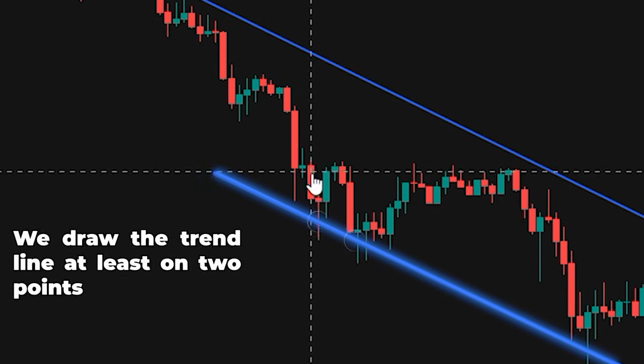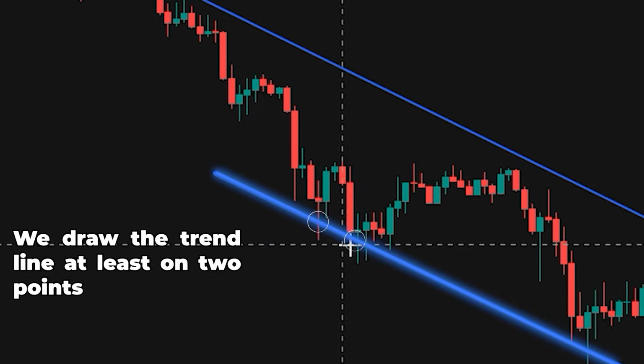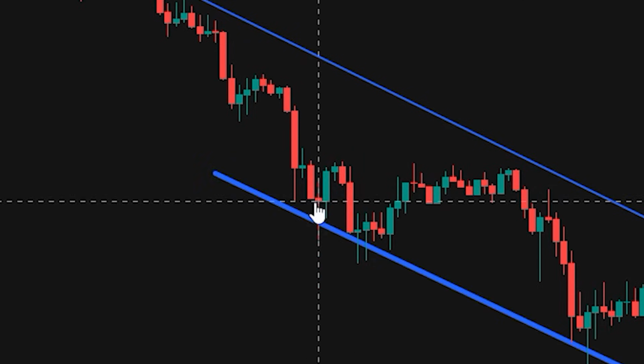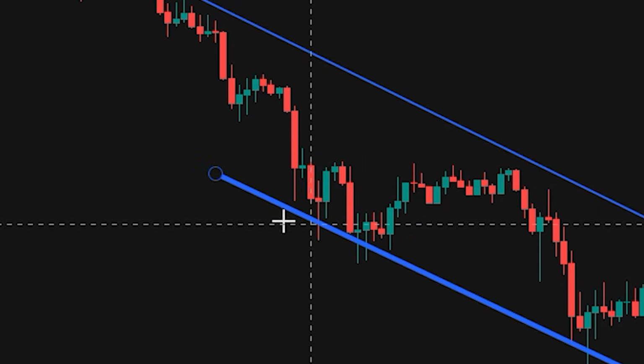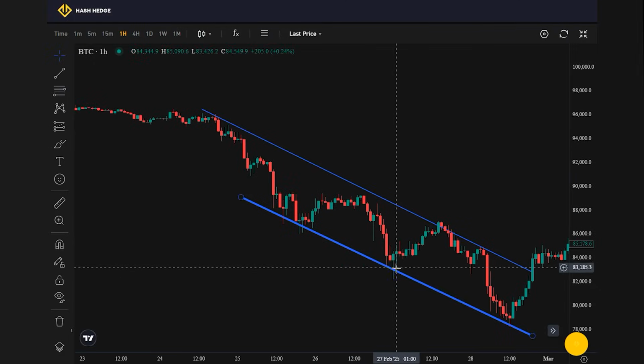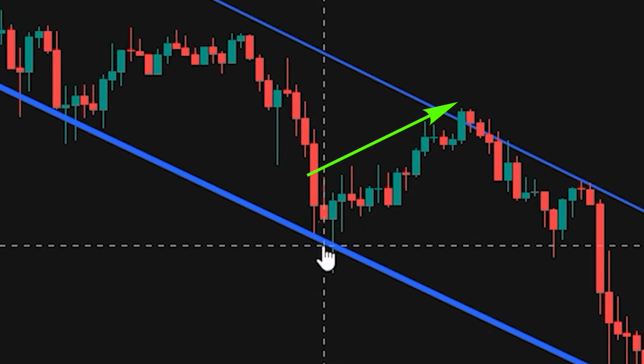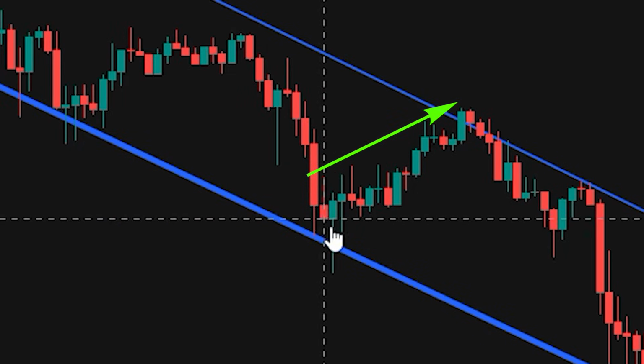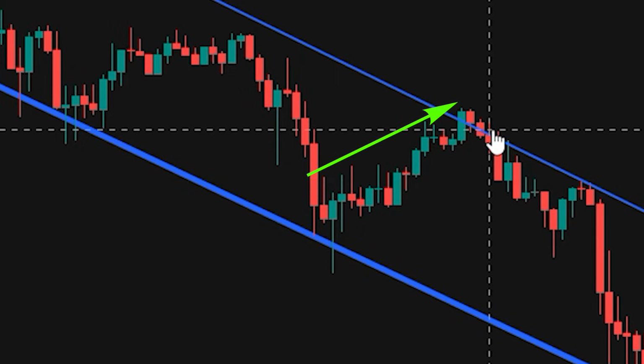The second rule is that we draw the trend line at least on 2 points. We have one minimum, the second minimum. This is where we can already draw the line. And we're expecting that on that constructed line, the next time the chart touches that line, it's going to bounce up. We can see clearly that the chart is touching and growing upward.